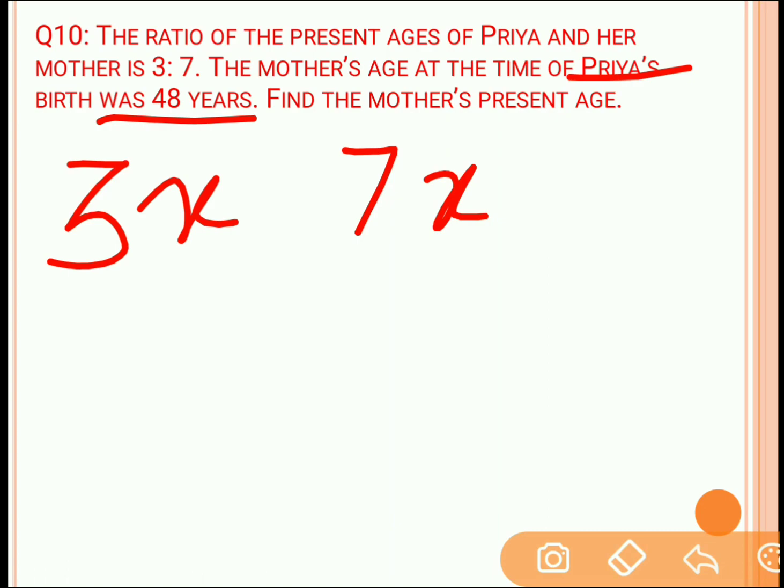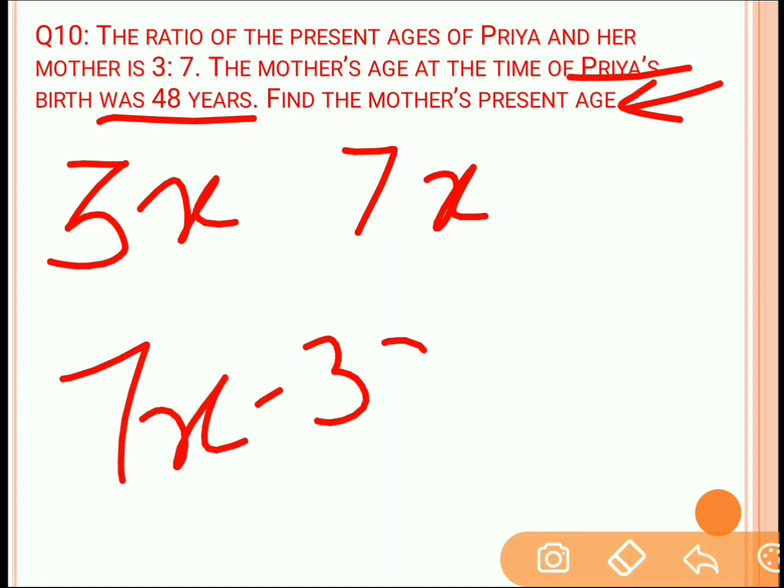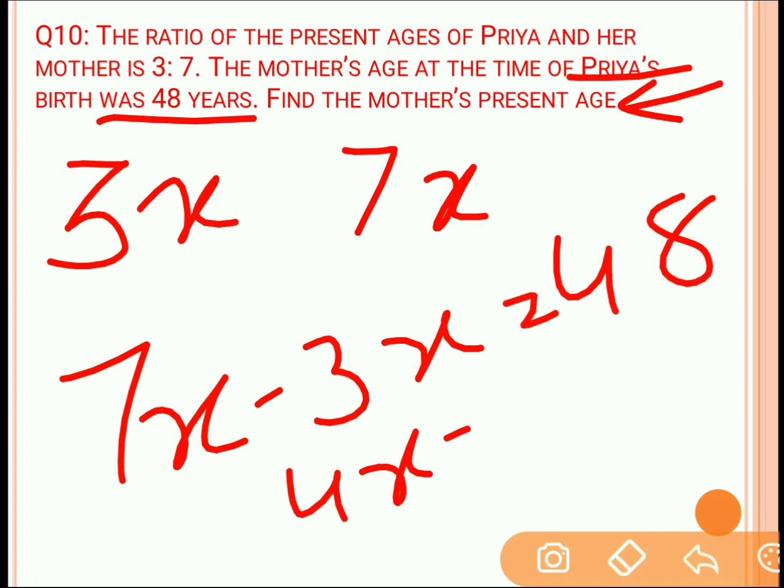Now the mother's age at the time of Priya's birth was 48. So there is a comparison between those two ages, and you can say that the difference between the mother's age and Priya's age at the time of her birth was 48. So this is nothing but the difference of those two ages. So 7x minus 3x is equal to 48. So from here 4x is equal to 48, that is, the difference in age is equal to 48.